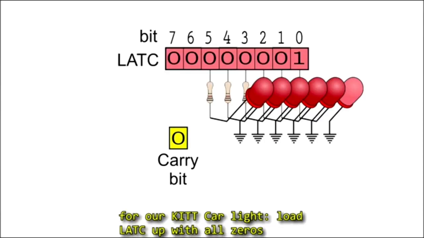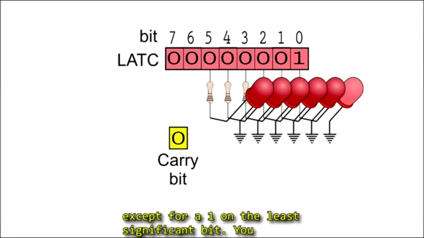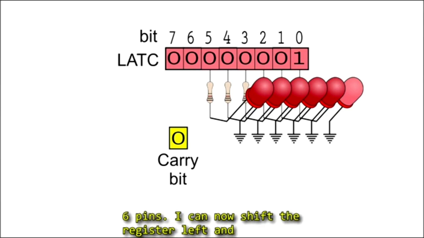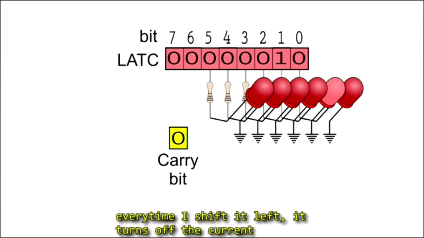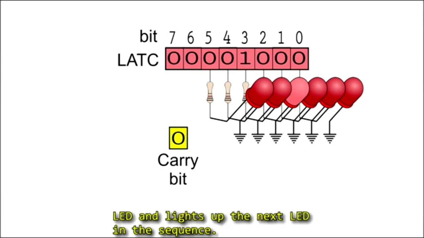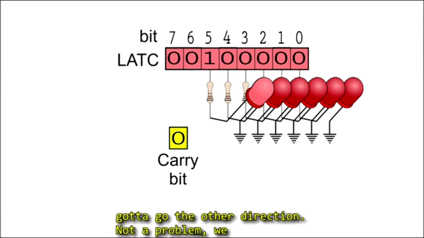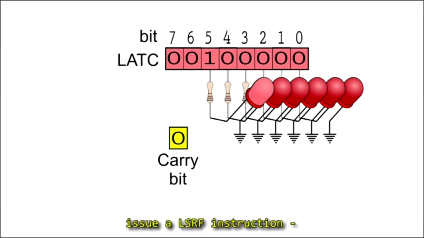Load latch C up with all zeros except for a 1 on the least significant bit. You have up to 6 pins, so let's hook up an LED to all 6 pins. I can now shift the register left, and every time I shift it left, it turns off the current LED and lights up the next LED in sequence. Now this is great until we get to the end, because now we've got to go in the other direction. Not a problem. We issue an LSRF instruction, logical shift right on a file.